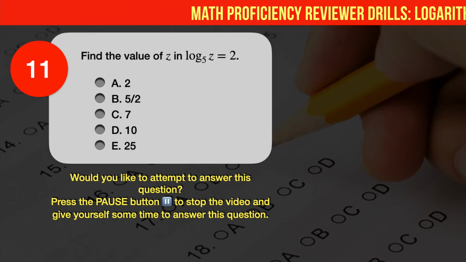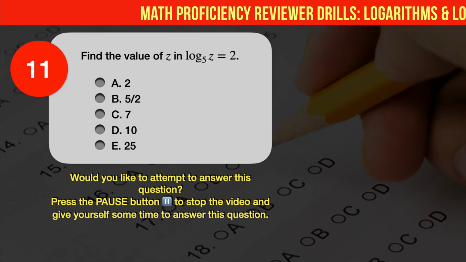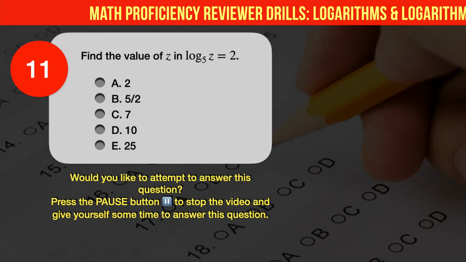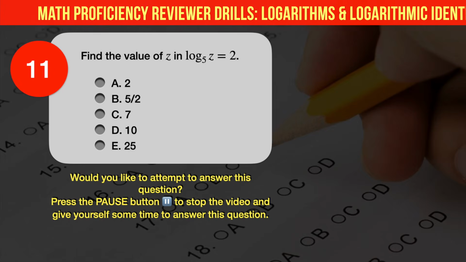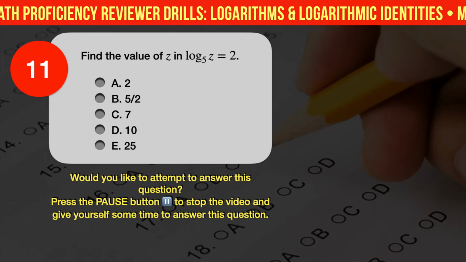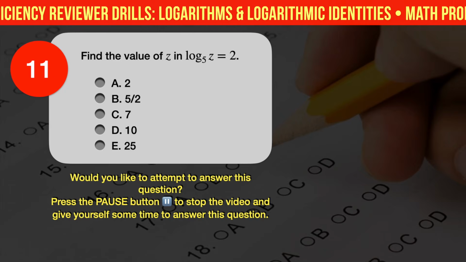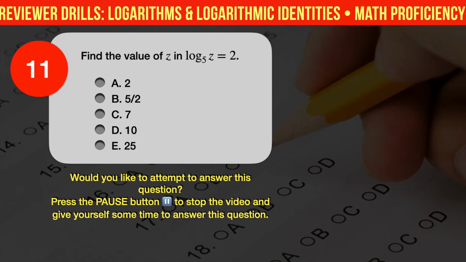Drill question number 11. Find the value of z if logarithm base 5 of z equals 2. A. 2. B. 5 over 2. C. 7. D. 10. E. 25.